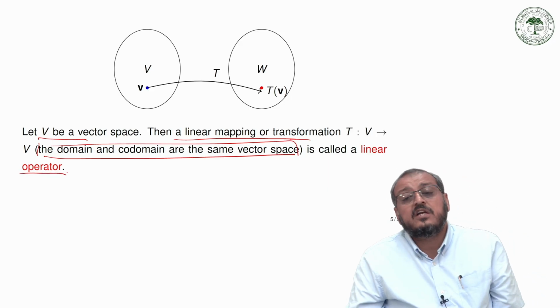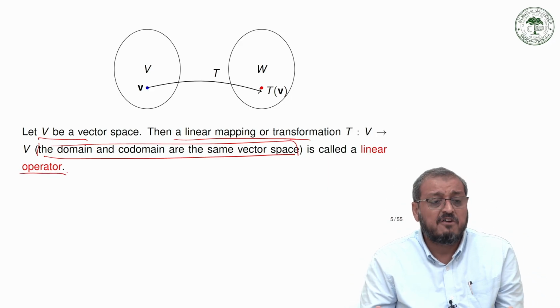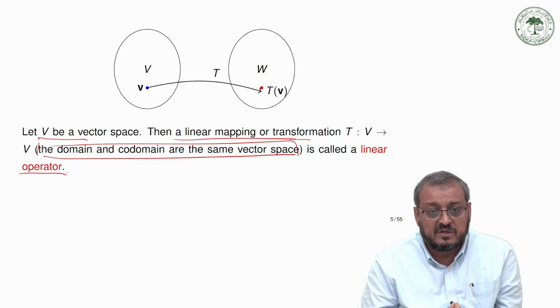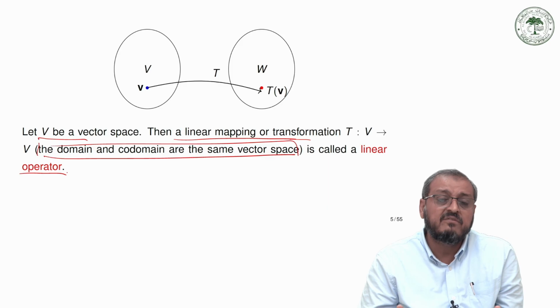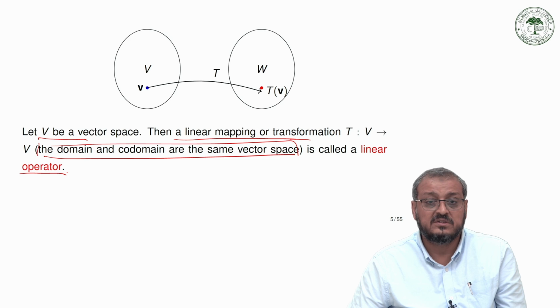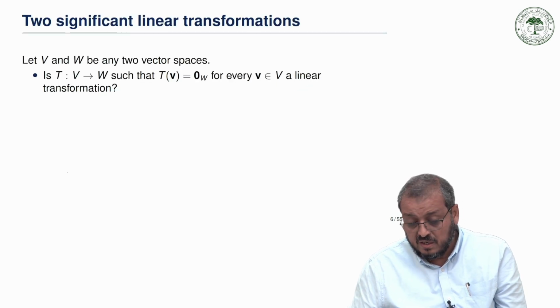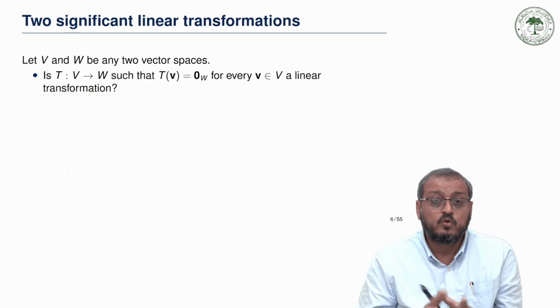In place of a linear transformation, if we have any map from V to V that preserves vector addition and scalar multiplication, then we can say that this map is a linear operator. We can just say that. Okay, so we take a very trivial one of the two significant linear transformations.